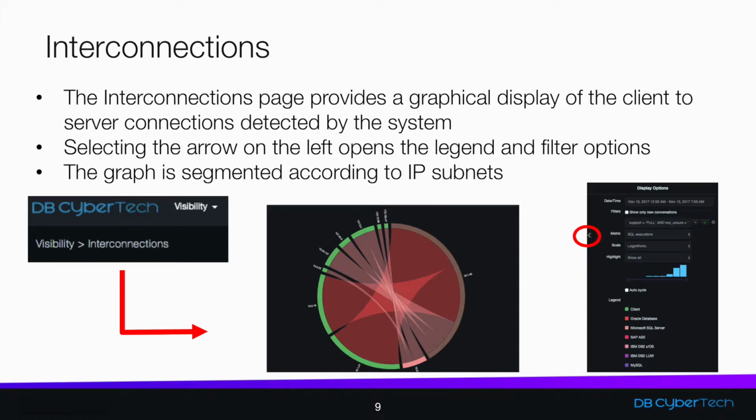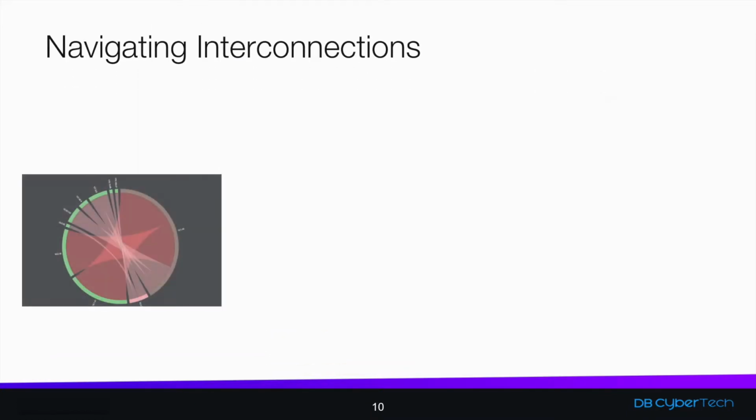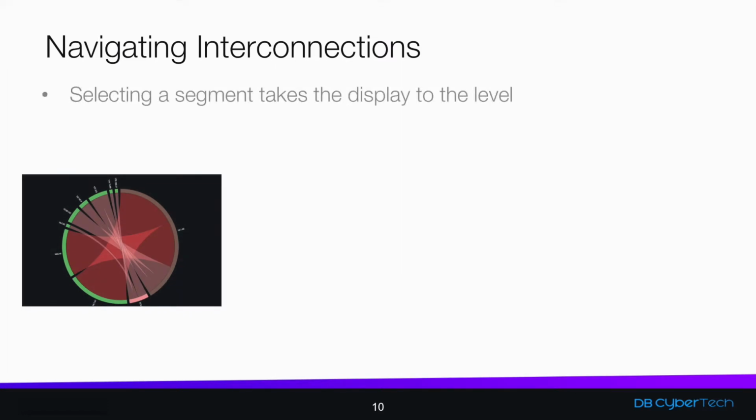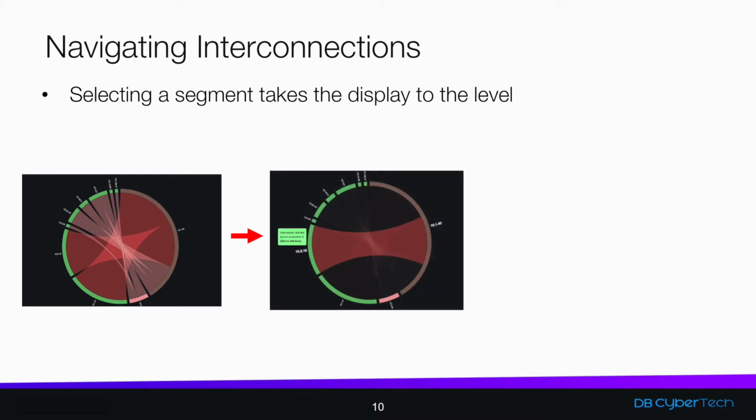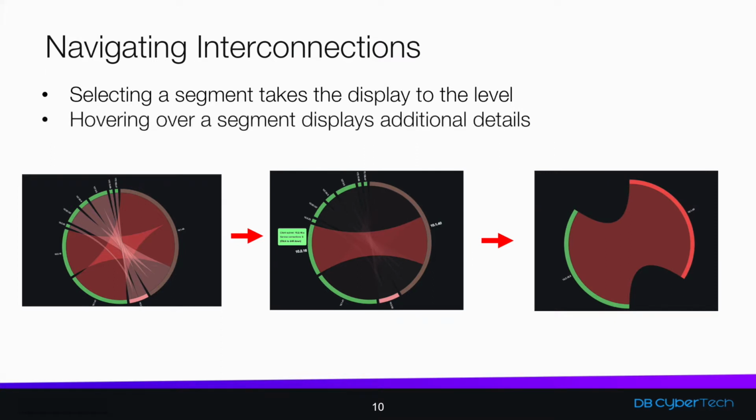Now, how do you see all the connections within the interconnection? Simply put, you click on it. By selecting a segment, you can view that portion of the connection. You can also hover over a segment to see additional details about that connection.